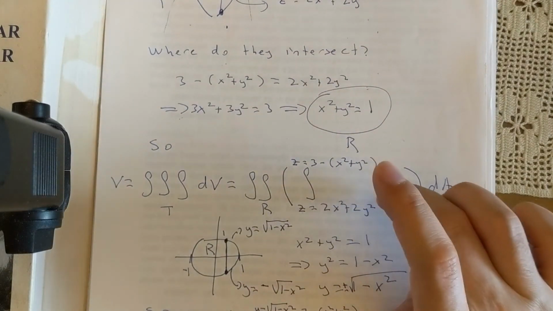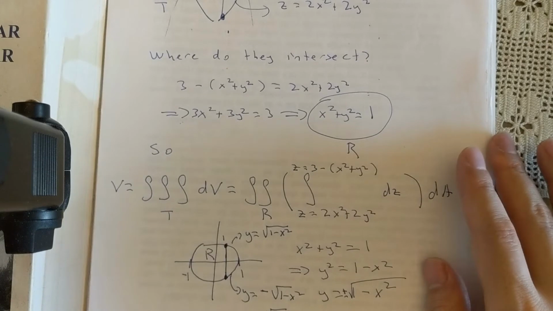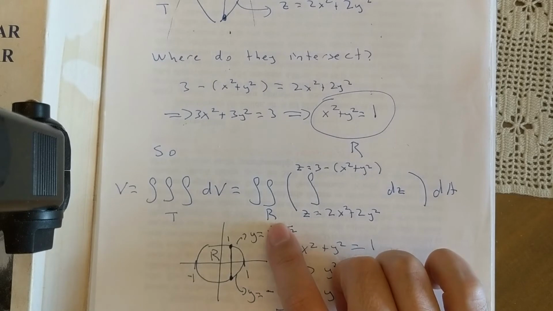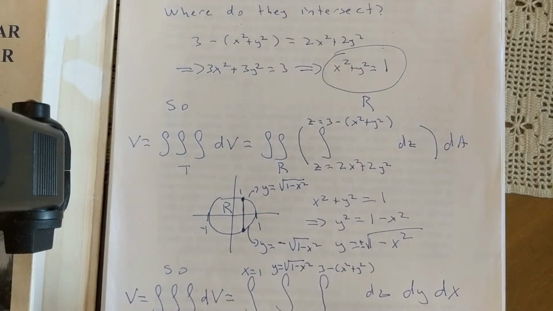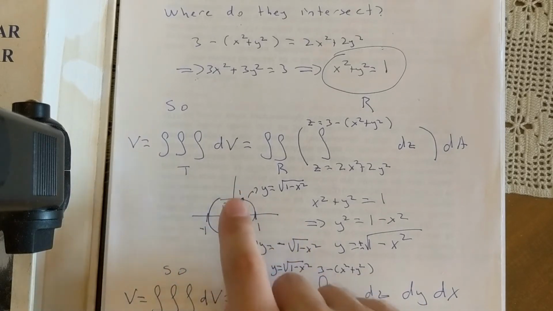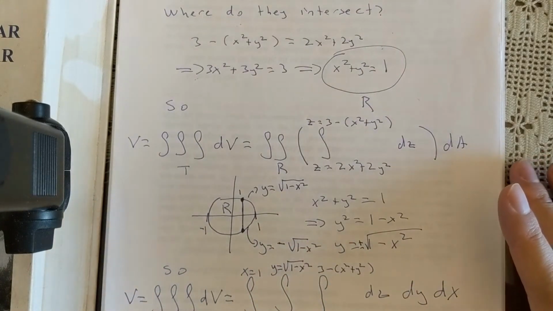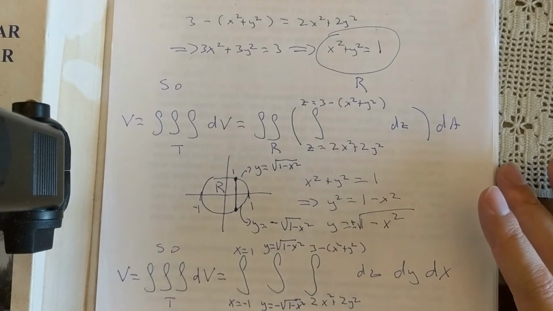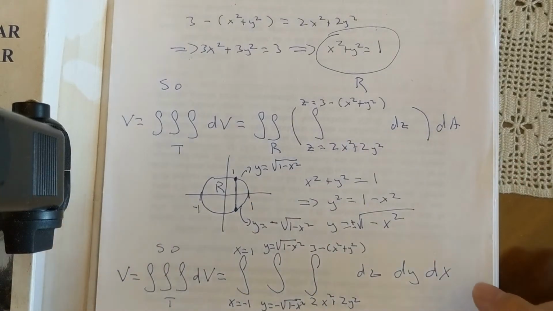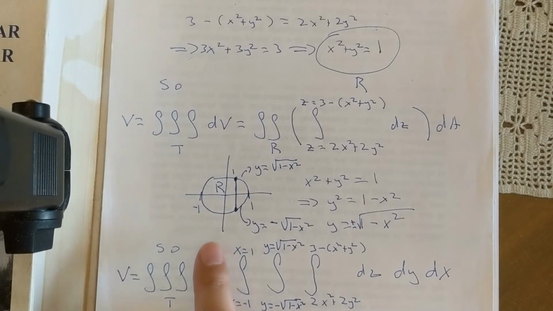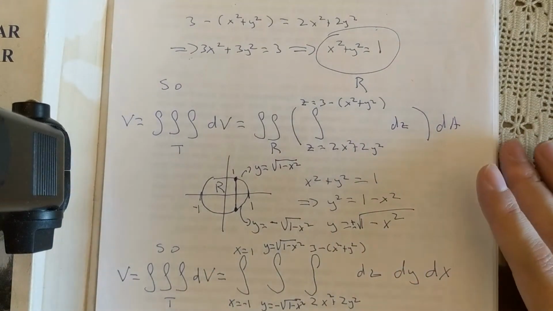Now I'll set up the rest of it. We're trying to integrate over the region R, which was the unit circle, so I just drew the unit circle on the xy axes. Because the formula is x squared plus y squared equals 1, that implies y squared is equal to 1 minus x squared, and y is plus or minus the square root of 1 minus x squared. The top square root is the top half of the circle, and the bottom half is the negative square root.